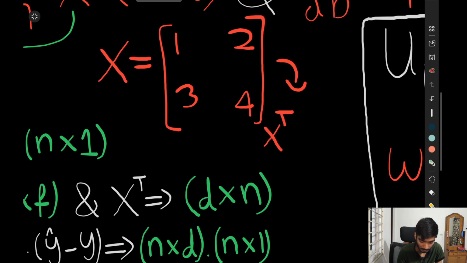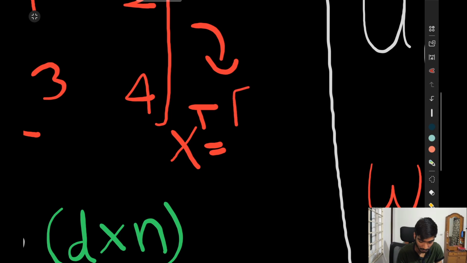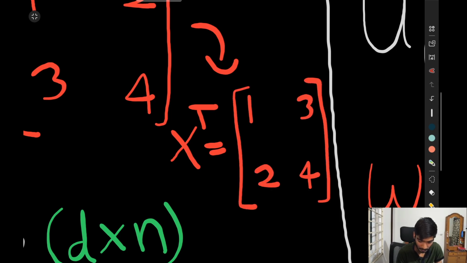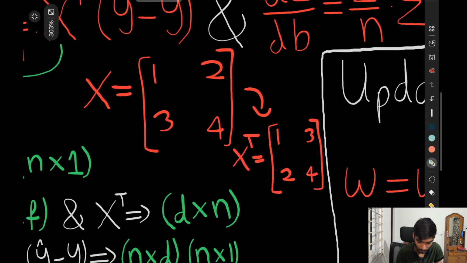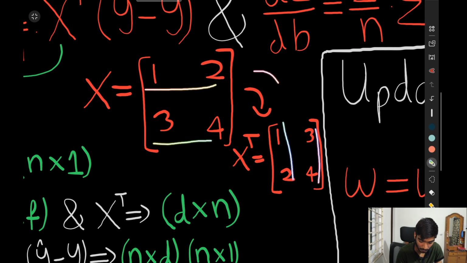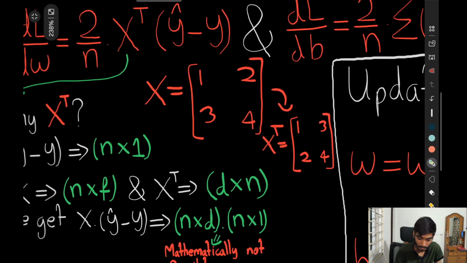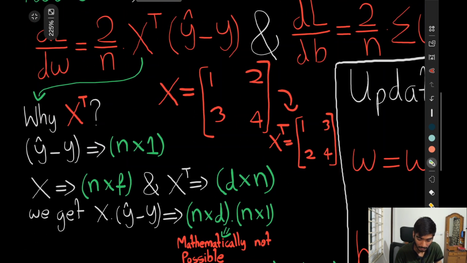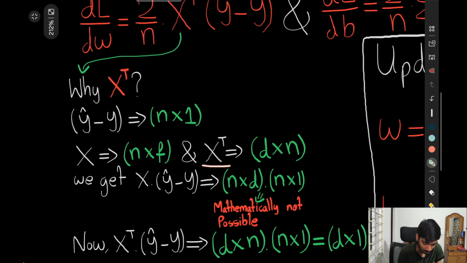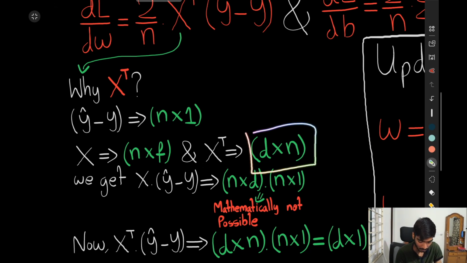So after we perform the transpose operation, the matrix becomes 1, 3, 2 and 4. We simply interchange the columns into rows. This is what the transpose actually performs. So we transpose the X, which becomes X transpose times (y cap minus y).